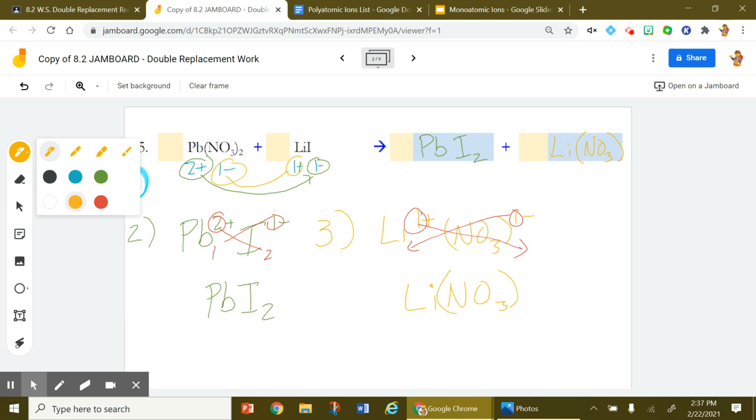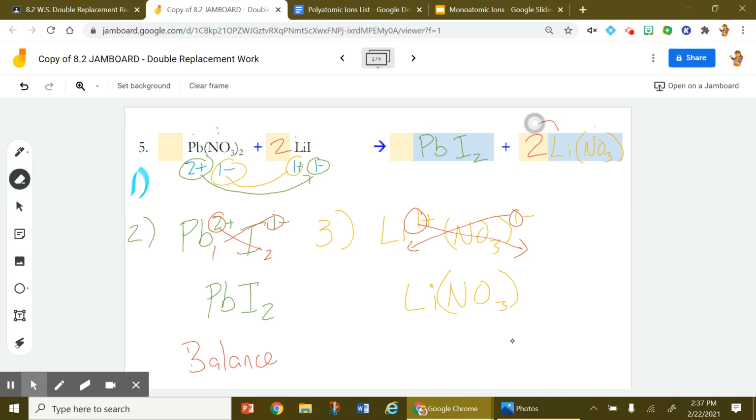Now the last step is always to balance. I've got 1 lead, 2 nitrates, 1 nitrate over here, so I'm going to put a 2 in front. Okay? Good. Now I've got 1 lithium and 2 lithium, so I got to put a 2 in front here. And double check: 1 lead, 2 nitrates, 2 nitrates, 2 lithiums, 2 lithiums, 2 iodides, 2 iodides. Great. Okay, that's it. That's the balanced chemical equation.